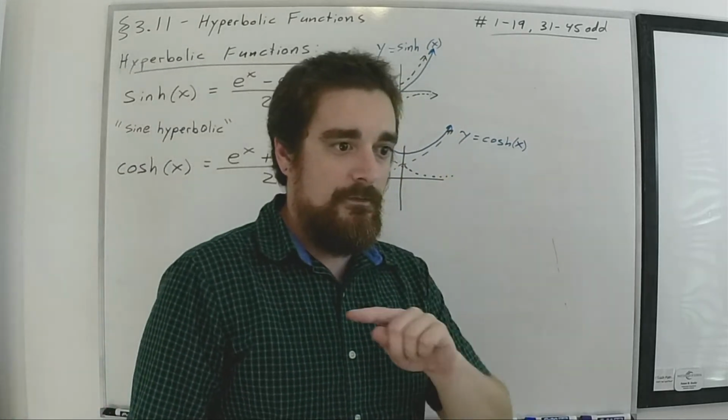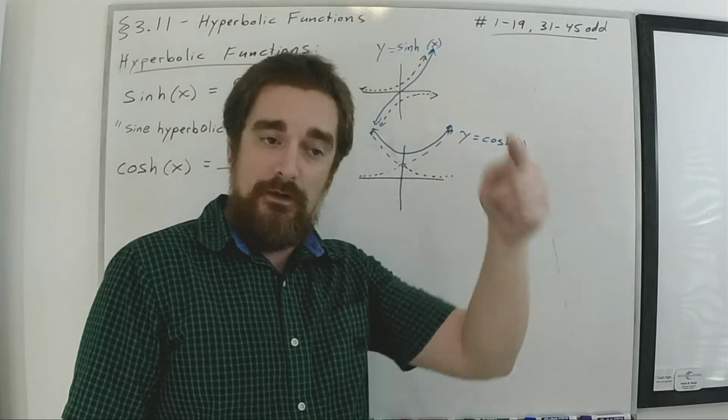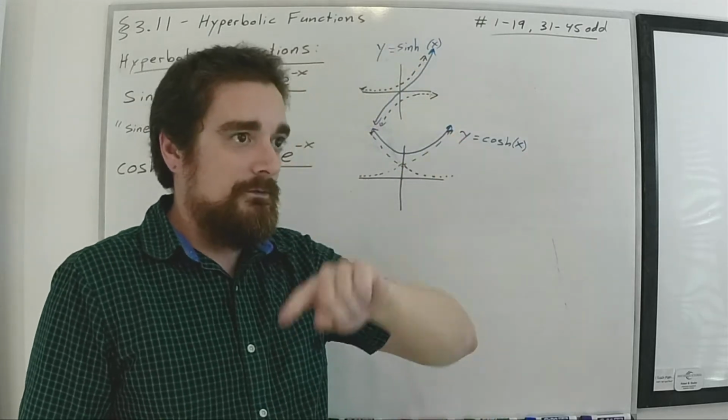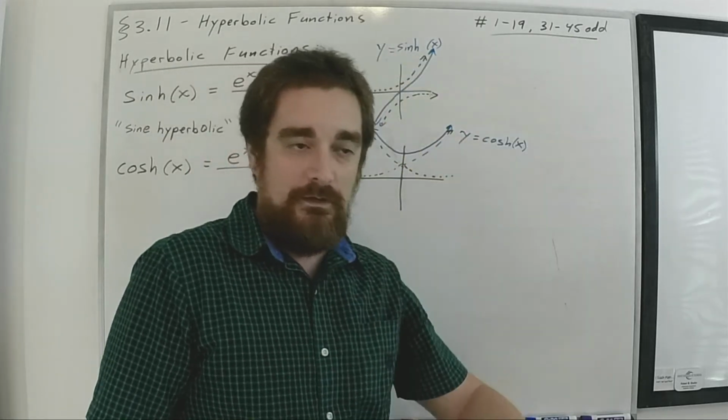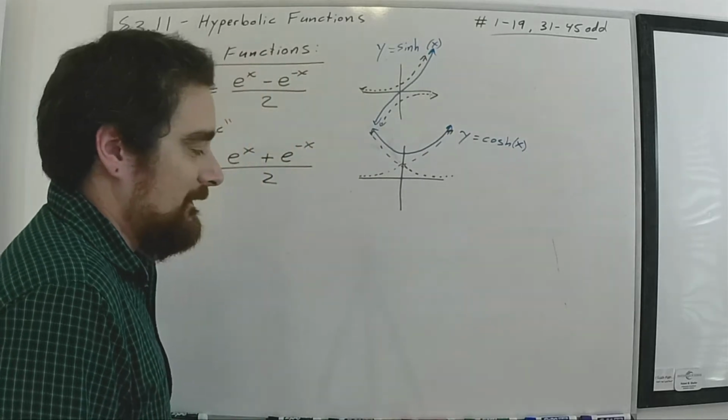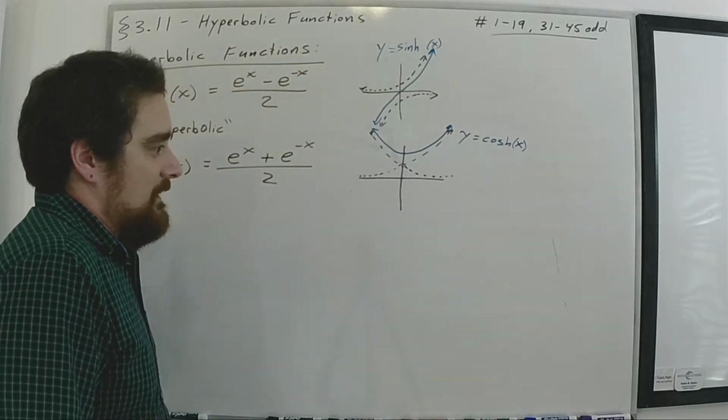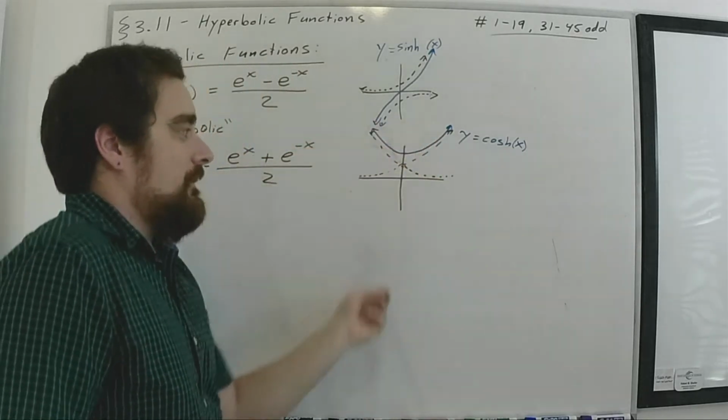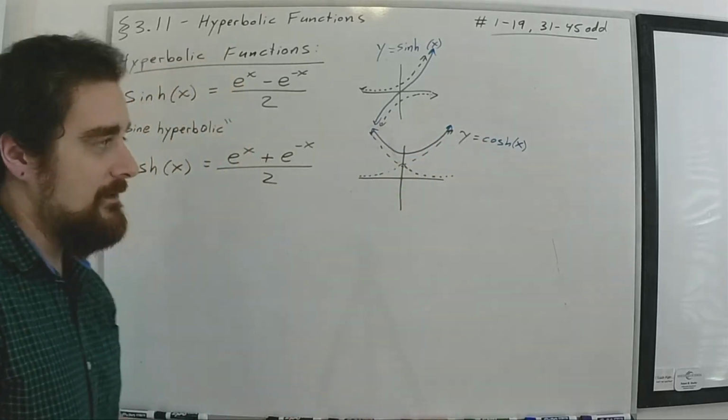Or if you think about the St. Louis arch, right? Think about if you've ever been to St. Louis and saw that arch, which is quite a landmark to see. That arch has that upside down cosine hyperbolic shape, which is kind of neat.